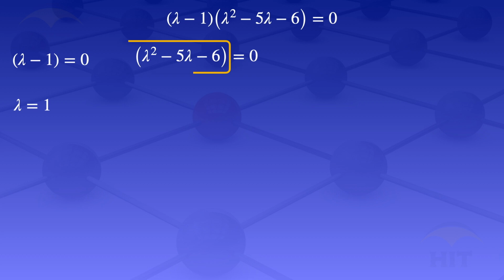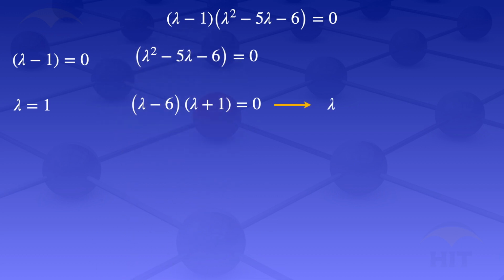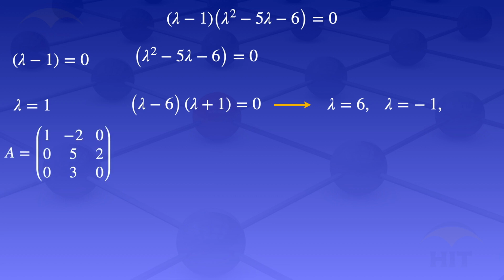Now looking at this part here, we can try to factorize, try to find two numbers that when you multiply them give us minus 6, and when you add them give us minus 5. Those numbers are minus 6 and 1. So we can factorize that part to lambda minus 6 multiplied by lambda plus 1 equals 0, which would give us lambda equals 6 and lambda equals minus 1. So for the 3 by 3 matrix A, the eigenvalues are lambda 1 equals 6, lambda 2 equals 1, lambda 3 equals minus 1. What I did there is I wrote the eigenvalues starting with the largest one.